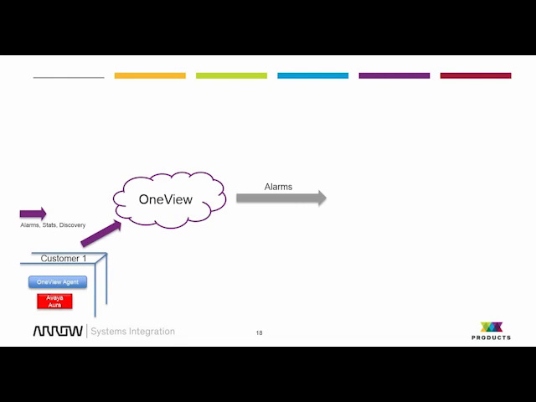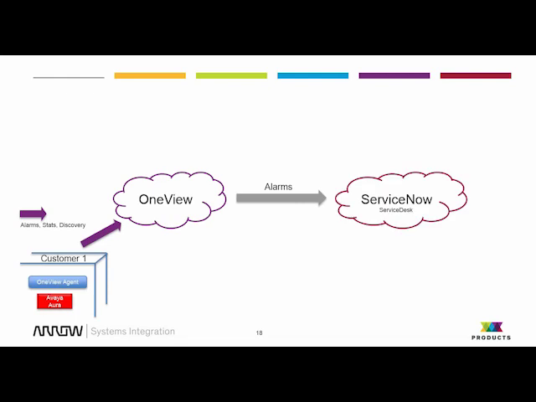So once it's implemented, it starts doing an auto discovery. It understands everything that's happening, how everything's connected in your network, and it basically says, this is the configuration as it stands today. So that goes into OneView.